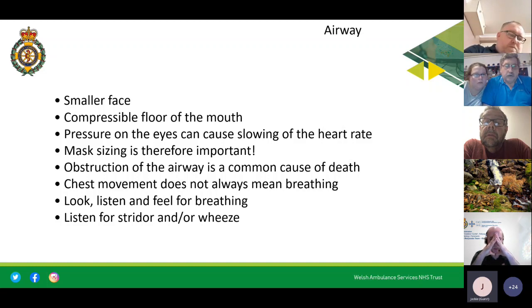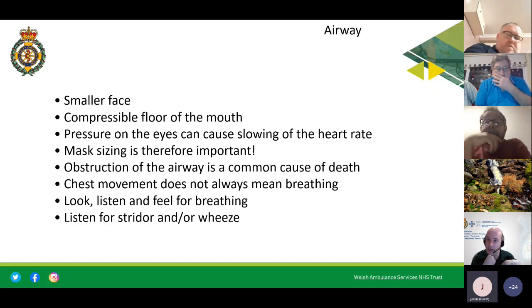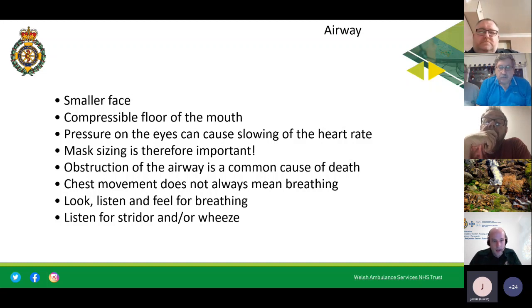If it is too small, all you need to do is turn the mask around. So you've got the flat bit there and the pointy bit down there. If you are going to lose pressure, it's going to go down under the chin and it's not going to go onto the eyes. So we wouldn't have that risk of reflex bradycardia in children. So therefore the mask is really important.